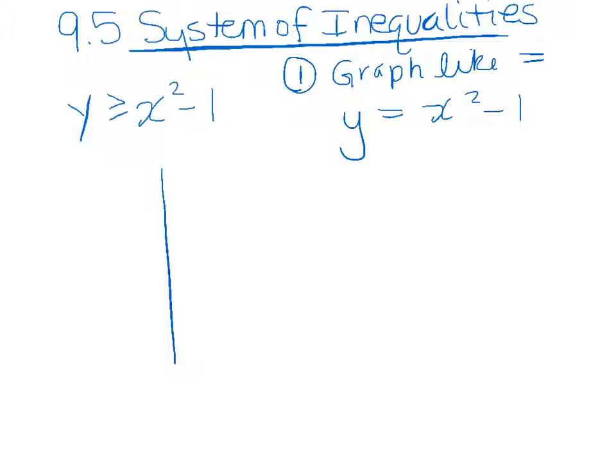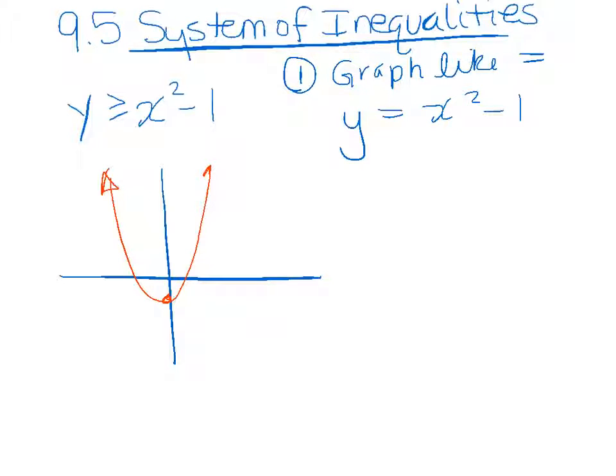So I'll have a graph. And then when I go to put the graph on here, this is obviously a parabola that's been moved down 1. So it starts here, and it looks like this. If it were an equality, it would look like that red line. But now we don't know, is above the red line a good solution to this, or is below the line going to be the good solution?